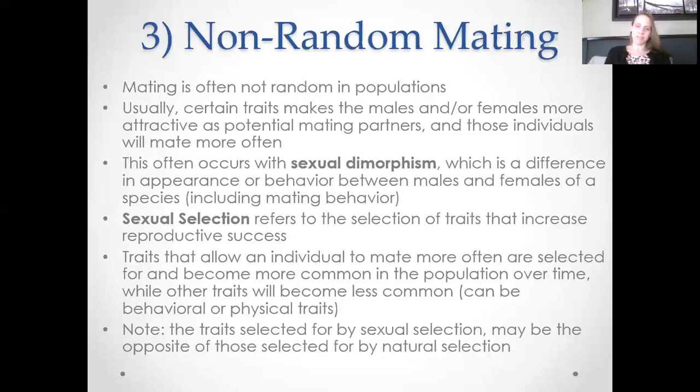So that is completely random, but most species do have some sort of sexual dimorphism where you can tell the males and females apart, or at least they can. And with that usually comes non-random mating. Sexual selection, we've talked about already as well. That is when certain traits increase an individual's reproductive success, which means those traits become selected for and will be more common in the next generation.